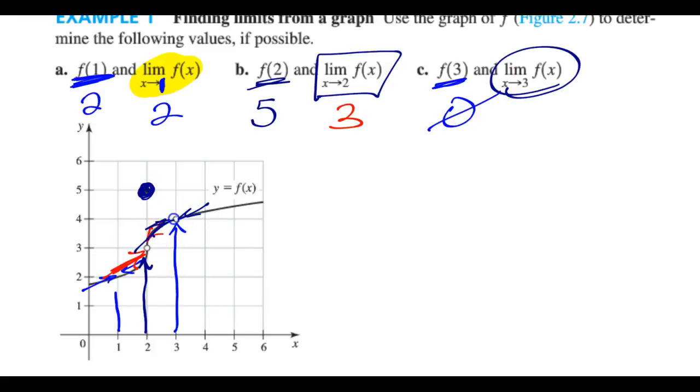In other words, from the left, it looks like it's getting really, really close. You can see these points. If I let x be 2.9999, then I'm really close to 4. And if I let x be 3.0001, I'm really close to 4.